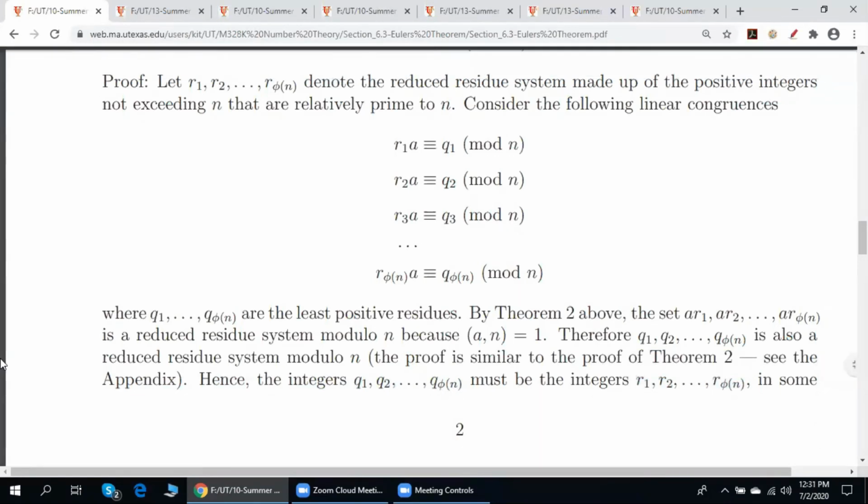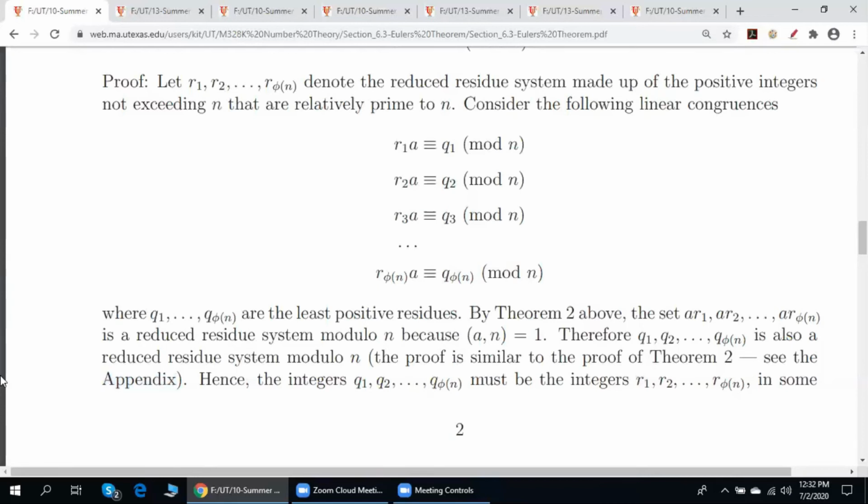Perfect. I see it now. I forgot that we've proved that the Q's are a reduced residue system. We have not proved it yet. Oh, I see. We prove it in the appendix. We are about to prove it. Any other questions before we discuss the proof?